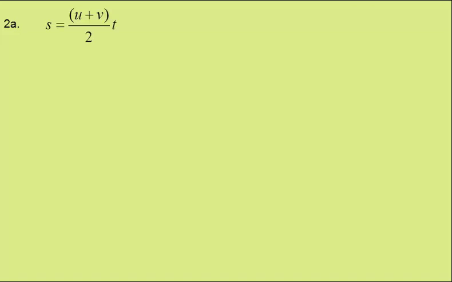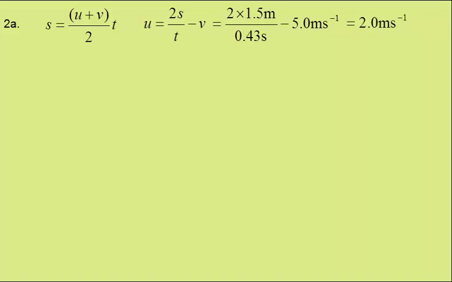Well, for this we can use the distance s is equal to u plus v over 2 times the time t. Rearranging for u, the initial velocity, we can then put in the values given, and this comes out at 2.0 meters per second.